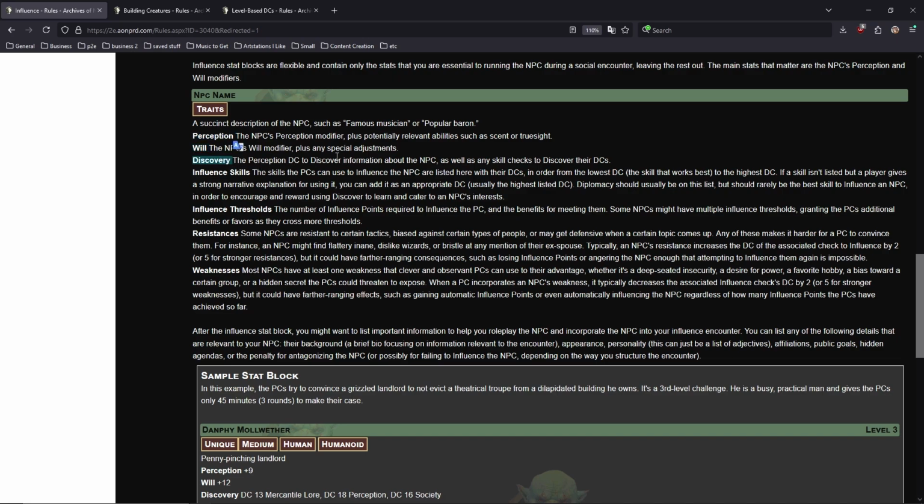It has discovery, which is different DCs to discover information about them that might be able to aid in further influence. Influence skills, which lists the DCs to build up influence points. Influence thresholds, which are just like the research thresholds in the research subsystem, where as you pass these thresholds, you gain effects towards your eventual goal.